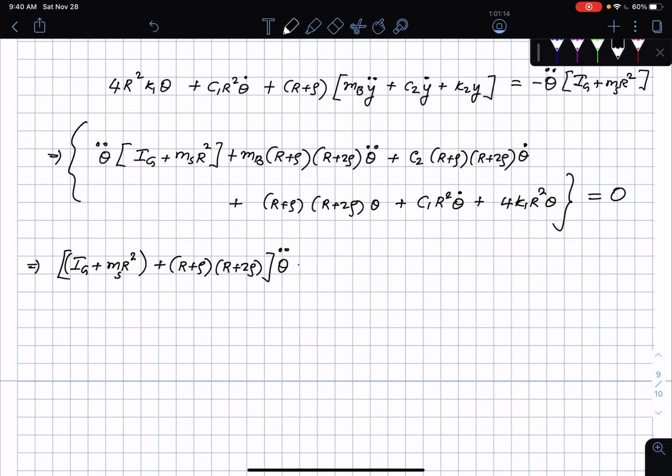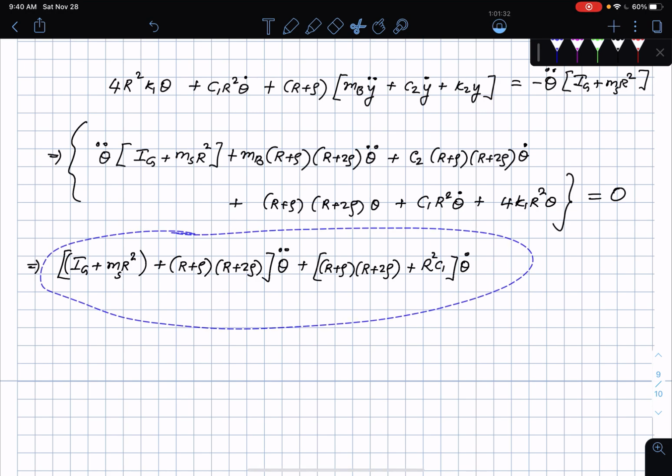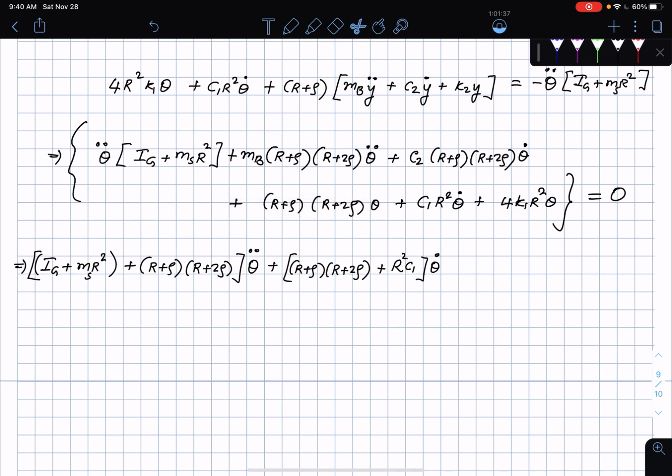That's the first thing. Then collect all the terms containing theta dot. So I'm going to have r plus rho, r plus 2 rho plus r² times c1 theta dot, and I'm going to make enough space to bring all of them in here. Let's see if I can bring the spring as well, so that I can write the whole equation of motion in one line. And then r plus rho, r plus 2 rho, 4 k1, and I forgot a c2 here, so apologies for that. There's going to be c2 here and k2 here. Okay, and there's going to be a c2 here, and then there's going to be a k2 here. Sorry about that. And that's k2, multiplied by theta, is equal to 0.